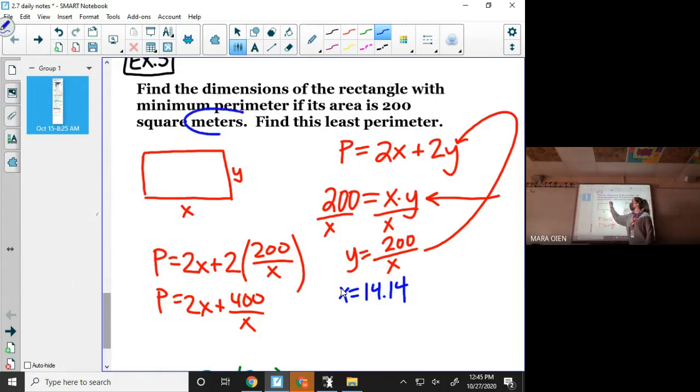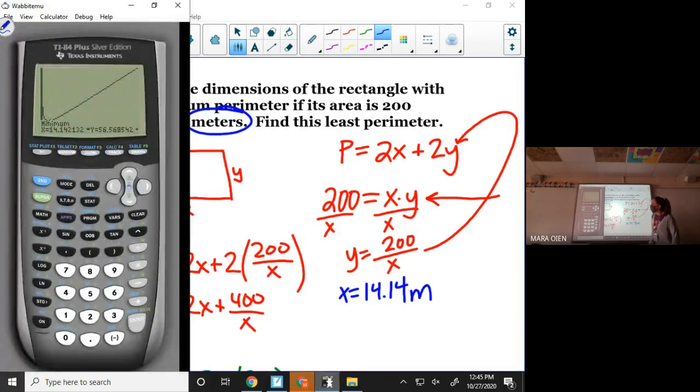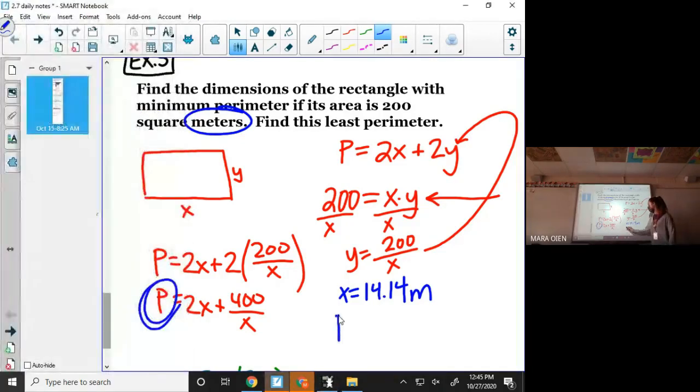I'm looking up here, this is in square meters. The Y value of that was actually our perimeter. So my perimeter would be 56.57 if I estimate that. So they're saying, find the dimensions of the rectangle. So I have to find my dimensions and then find this least perimeter. Here's my least perimeter.